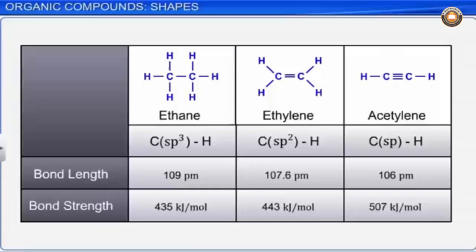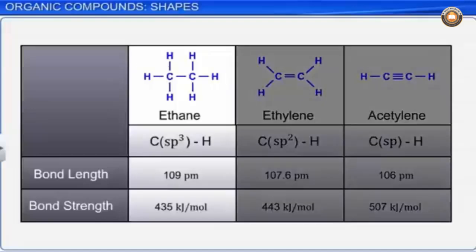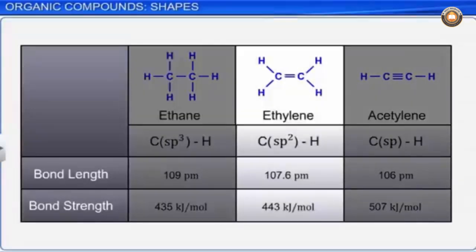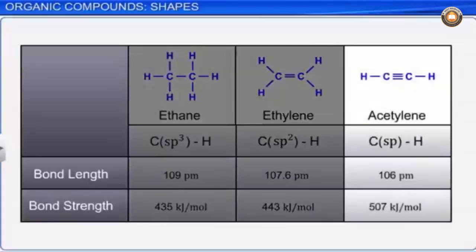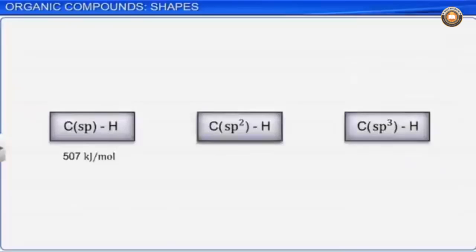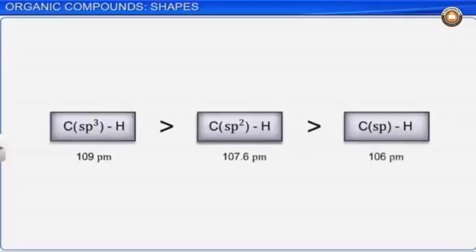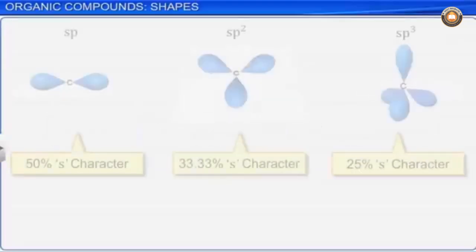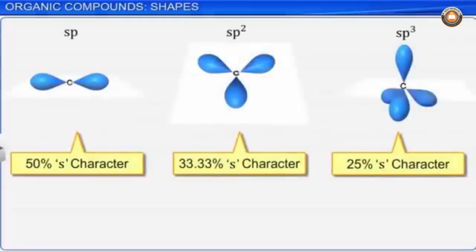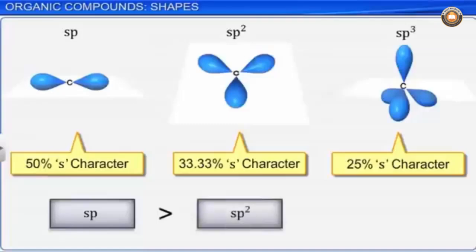Let's compare the CH bond lengths and the bond strengths in ethane, ethylene, and acetylene. Thus, bond strength of sp hybrid orbital is greater than sp2 followed by sp3 as shown here. And the bond length of sp3 hybrid orbital is greater than sp2 followed by sp as shown here. Thus, the greater the s character, the greater is the electronegativity. Sp is more electronegative, followed by sp2 and sp3.